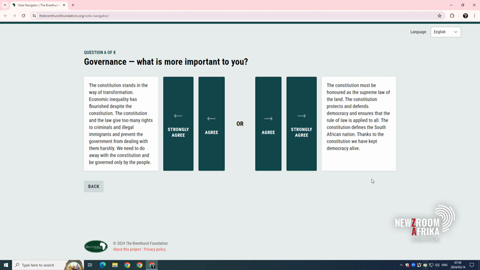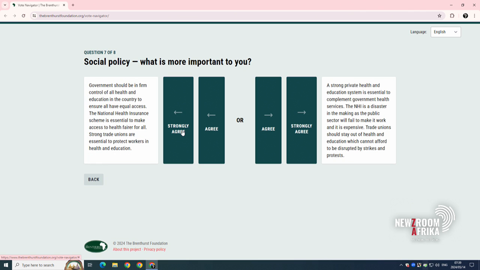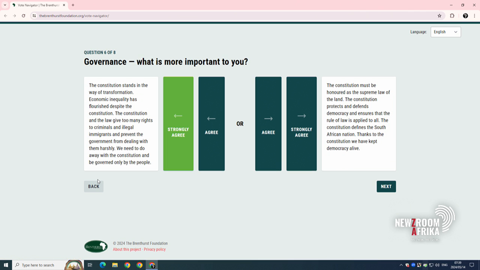So this one, looking at governance, for instance, says the Constitution must be honored as the supreme law of the land. The Constitution protects and defends democracy. On the other side of that, you could rather believe perhaps that the Constitution still needs some work, right? Any sort of surprises that you think that South Africans have in their beliefs?